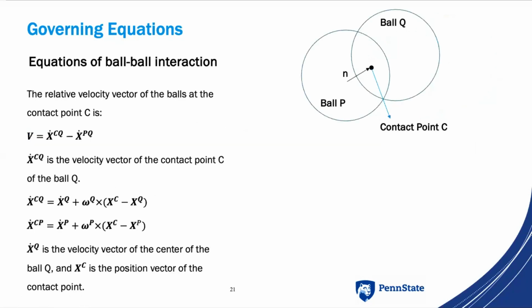Furthermore, the relative velocity vector of the balls at the contact point C is shown here, where x dot CQ is the velocity vector of the contact point C of the ball, which can be formulated as S dot Q plus omega Q cross product C minus SQ, where the S dot Q is the velocity vector of the center of the ball Q, and the XC is the position vector of the contact point.